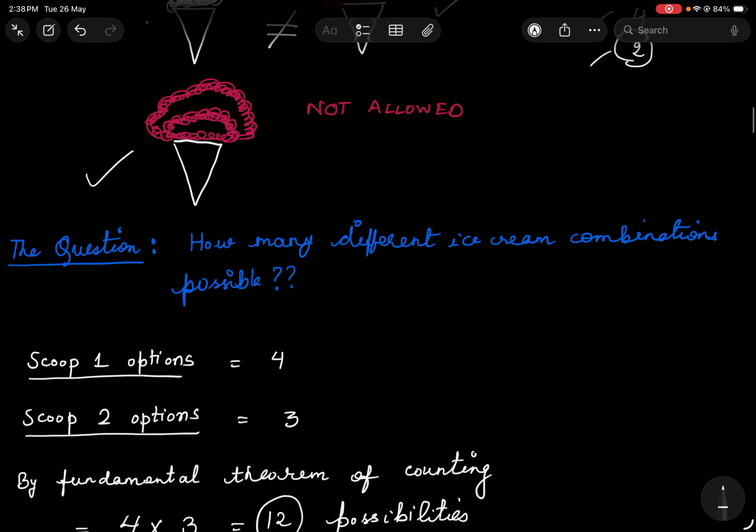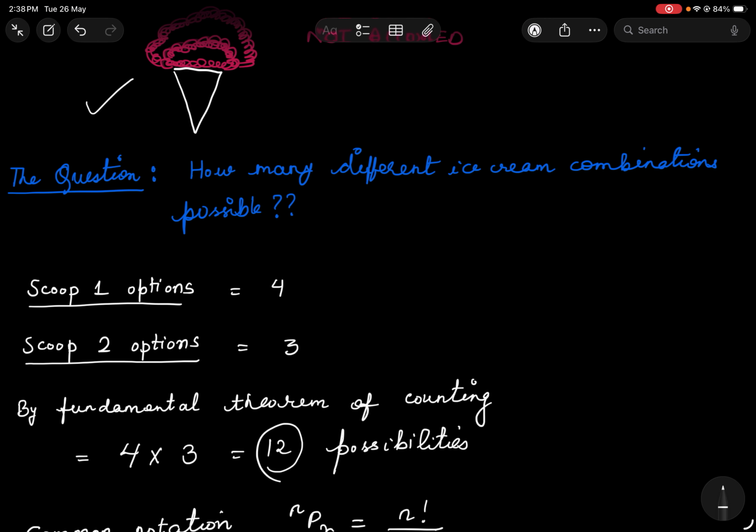So let's try to solve this by the fundamental theorem of counting. Now let us consider this whole task as 2 different tasks. The first task is what are my scoop 1 options, and the second task is what are my scoop 2 options. Since I have 4 flavors, for scoop 1 I have 4 options. I can choose any of the 4.